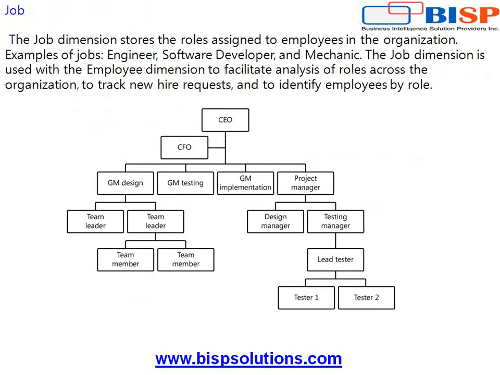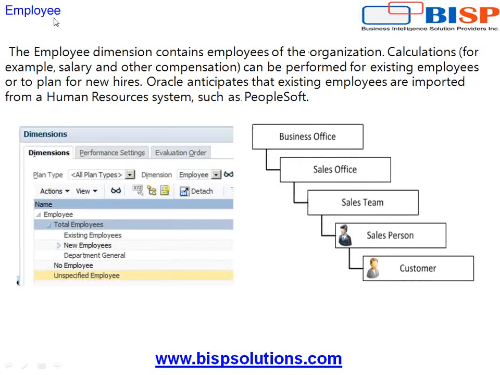The second dimension is called the job dimension. As you see, the job dimension is a hierarchical view of your structure, the different roles you have in your organization. And then we have an employee dimension, which is also one of the seeded dimensions. The employee dimension contains employees of the organization. Calculated salary, benefits, compensation, and all related properties of the employees are stored under the employee dimension.